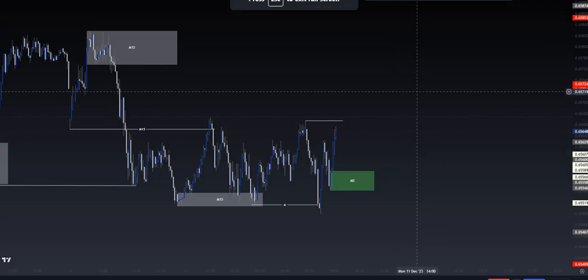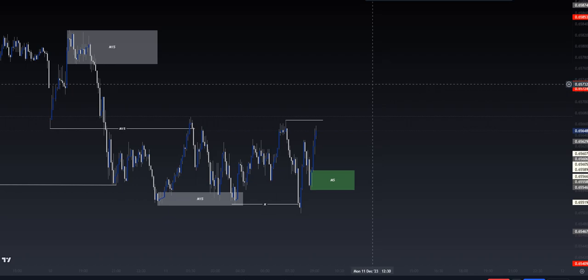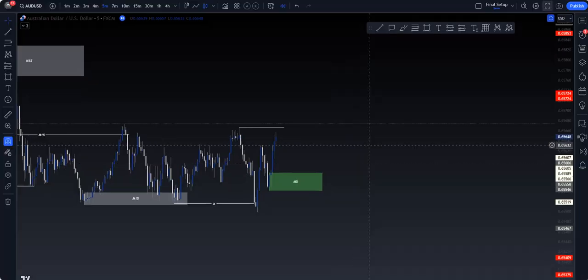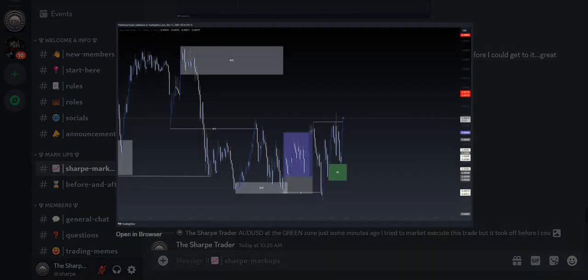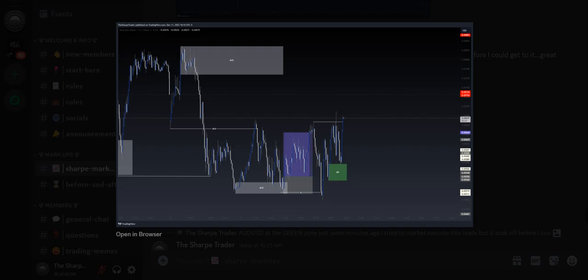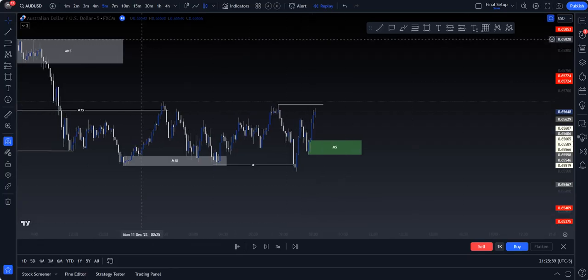Okay. Case study AUD/USD. This was New York session, December 11th. So I sent this out. It was in the Discord here. I'm talking about this setup right here. By the time I sent it out, we already got a reaction on this move. But let's go right before that actually happened.